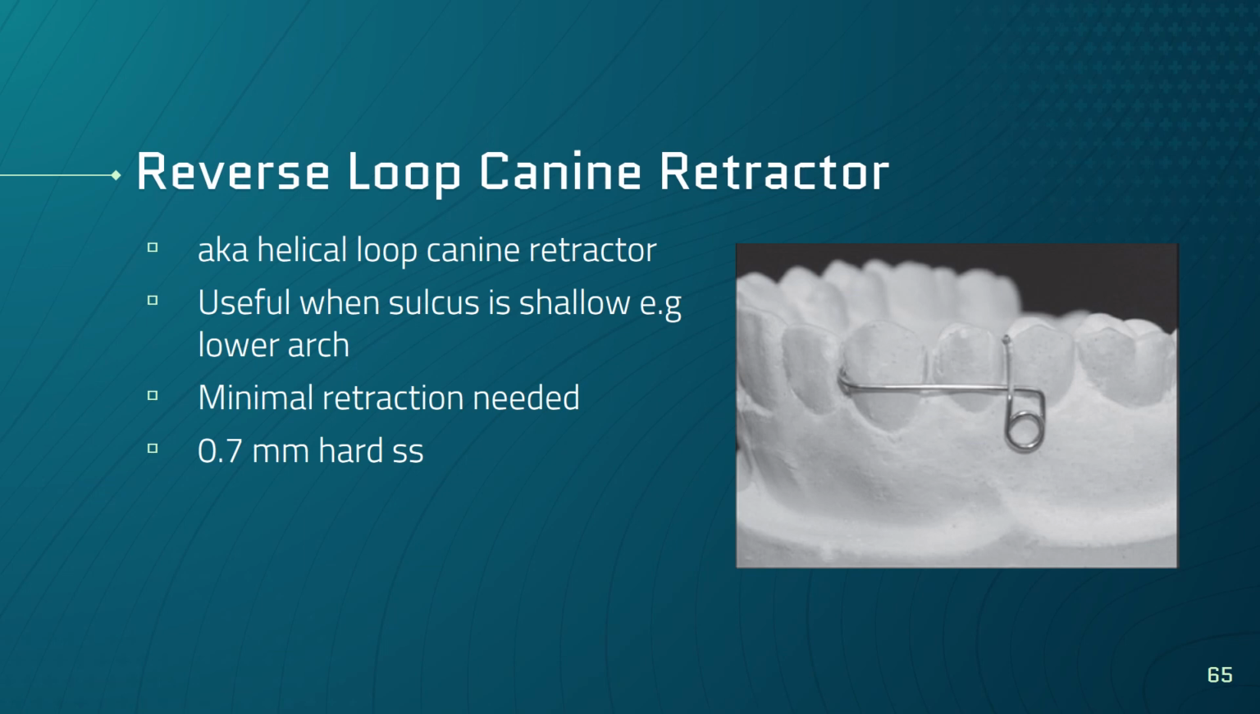Now, reverse canine retractor. This is also known as the helical loop canine retractor. It's useful when the sulcus is shallow, for example in the lower arch. Minimal retraction is needed, meaning the tooth movement is mild, and it is made from 0.7 millimeter hard stainless steel wire.